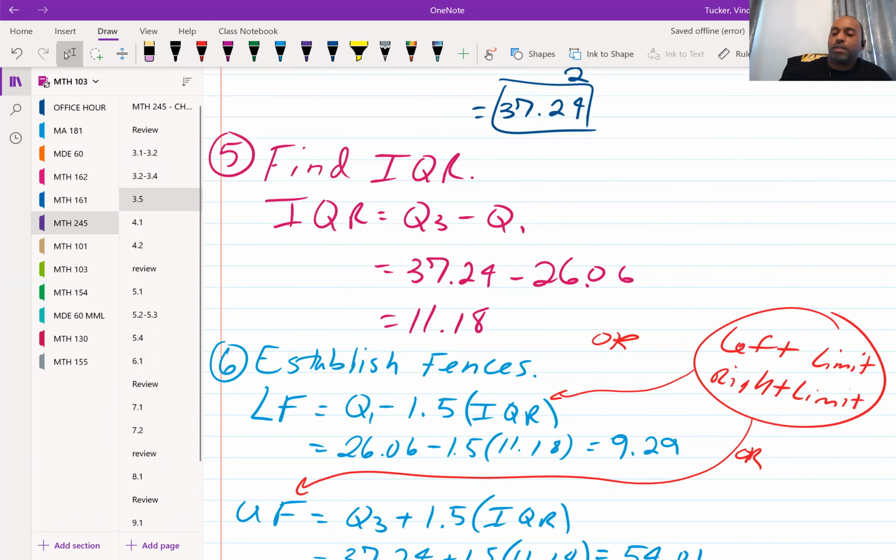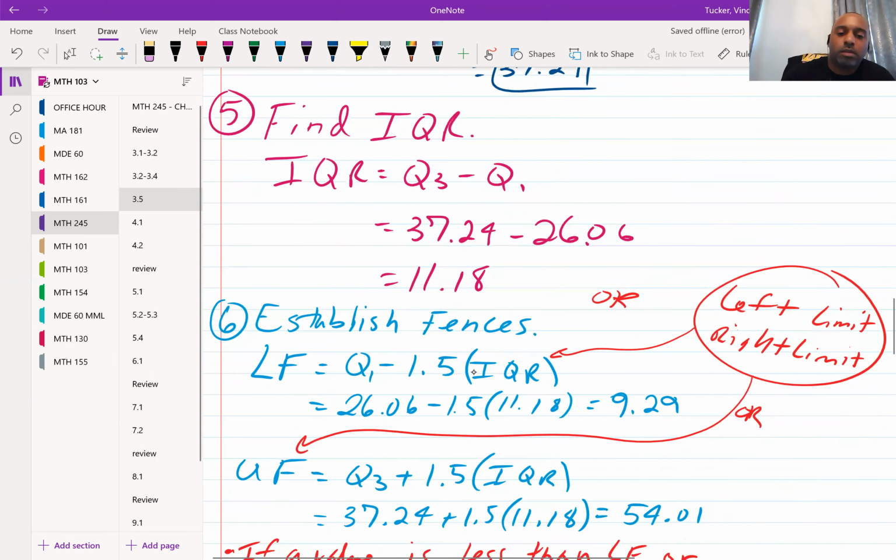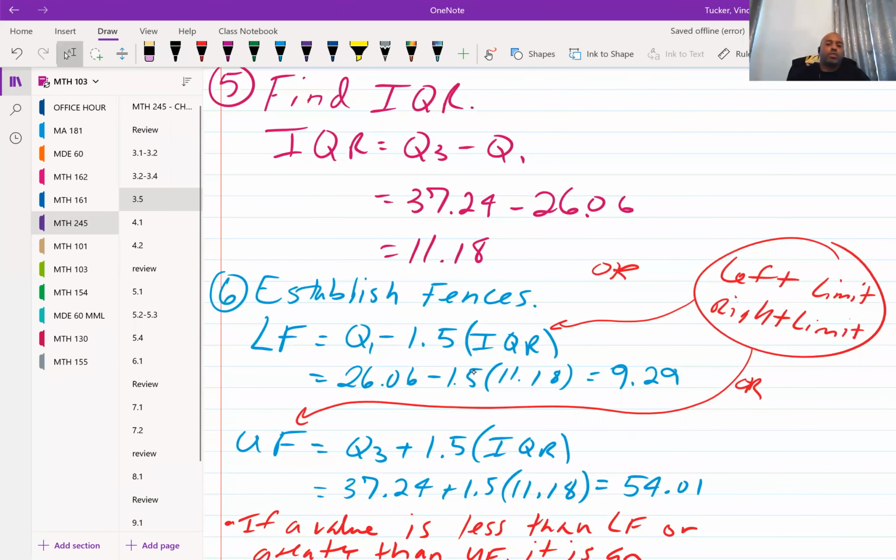Now we're going to establish our fences, lower fence and upper fence. I had another class that I was talking to and they talk about limits. So some books call it left limit, right limit, but we call it lower fence and upper fence. So our lower fence is Q1 minus 1.5 times the IQR: 26.06 minus 1.5 times that 11.18. It's going to be 9.29. Then establish your upper fence by taking 37.24 plus 1.5 times 11.18, which is 54.01.